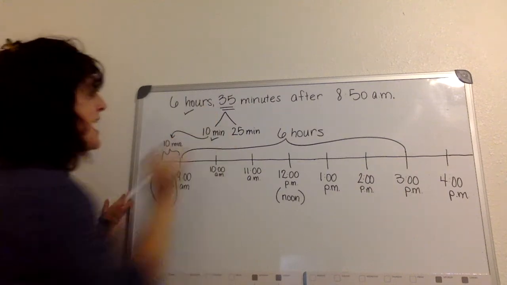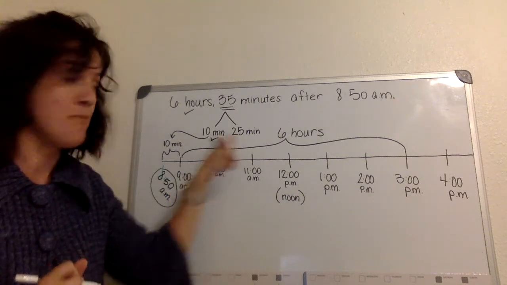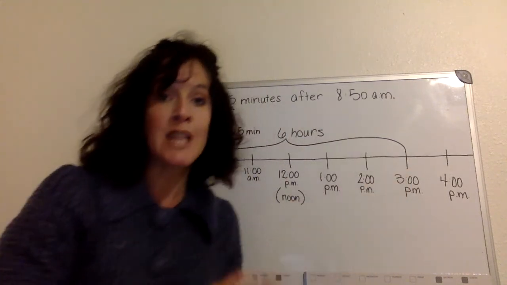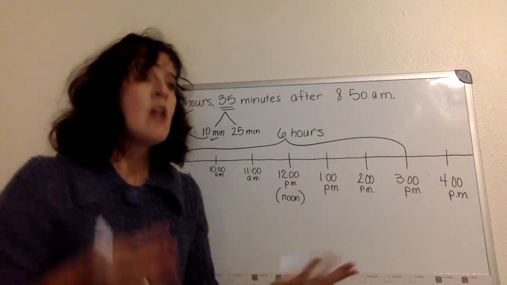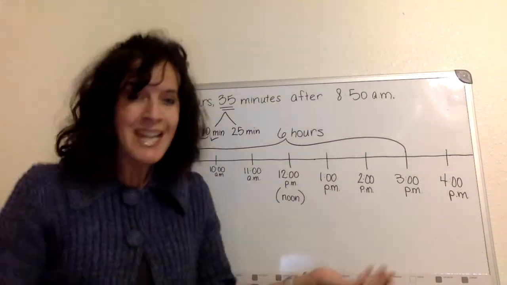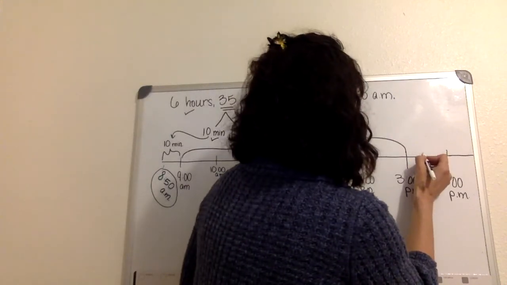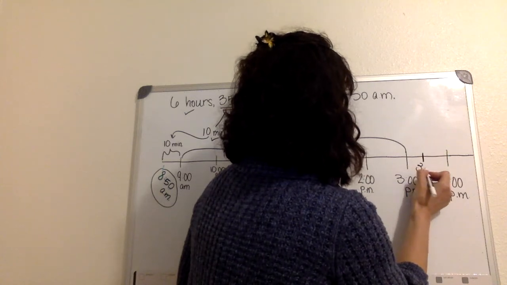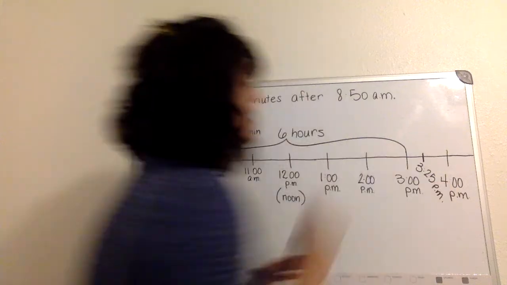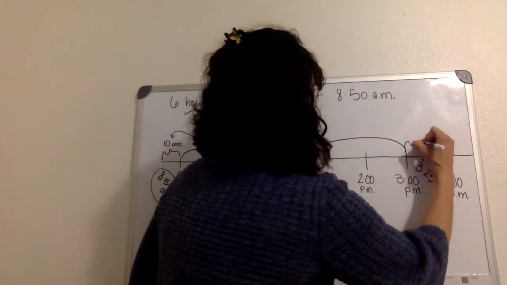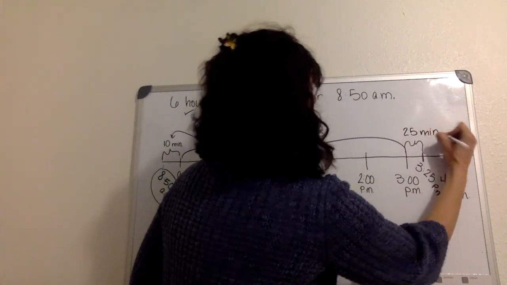We've got my 10 minutes taken care of. Now we have to worry about my 25 minutes. Well, we know that if you're at 3 o'clock and you say, oh, well, how much longer? What time will it be in 25 minutes? Well, that's just 3:25. That's a really easy calculation. And that's going to end up right about here, right before 3:30. From 3 to 3:25 is 25 minutes.